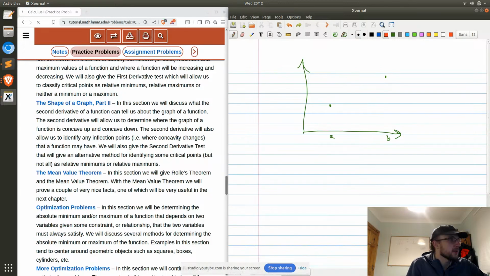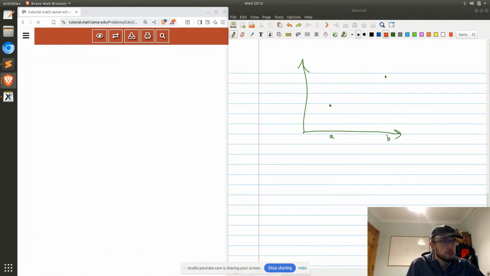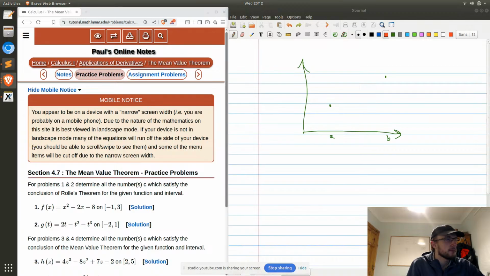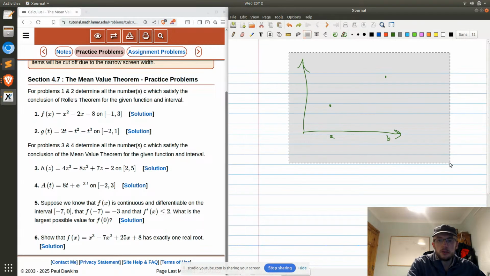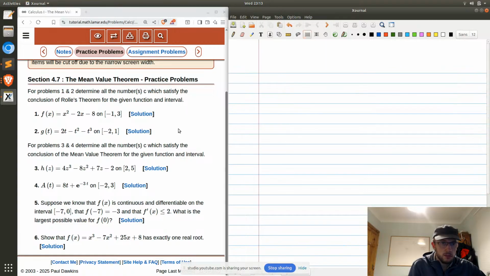All right, why is this not loading? Oh, there it is. Okay. And what is Rolle's theorem? Special case. All right, I'll do it.